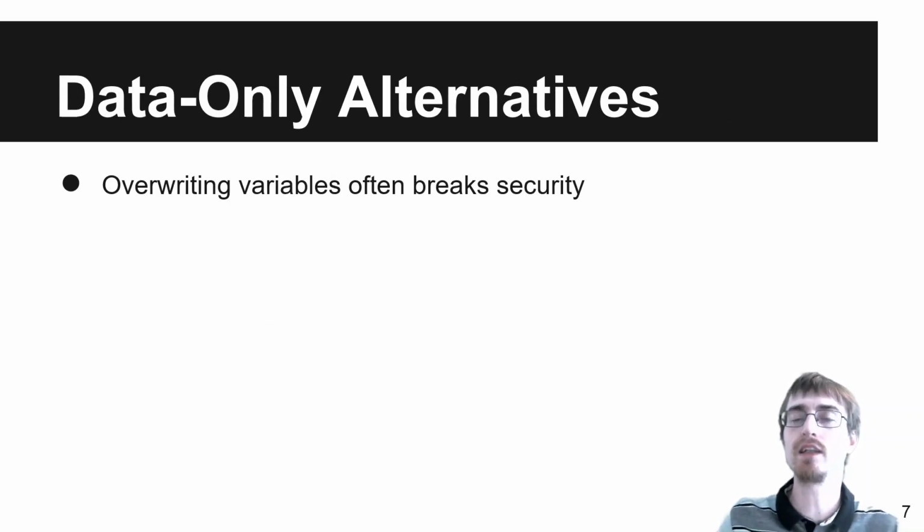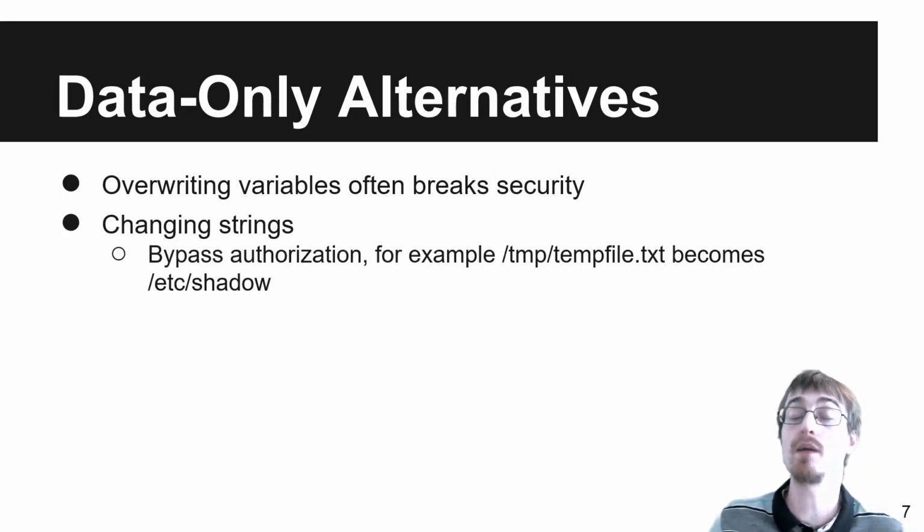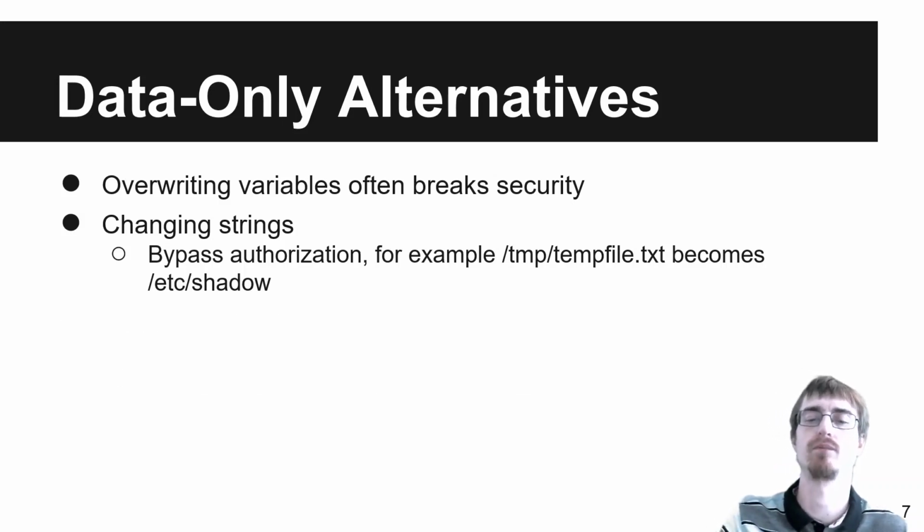Now, we don't even need to hijack control in all cases. In many cases, even just overwriting a variable breaks security, even if the attacker does not gain control of the program. A typical example would be overwriting strings to bypass authorization. So let's say that we have a string pointing to a temporary file, and we overwrite the string to point to /etc/shadow. Now we might suddenly be able to do all sorts of scary things with the shadow file, instead of with the intended and harmless temporary file.